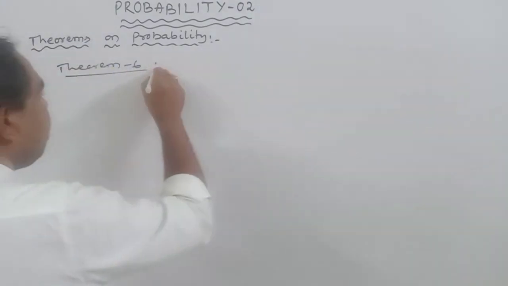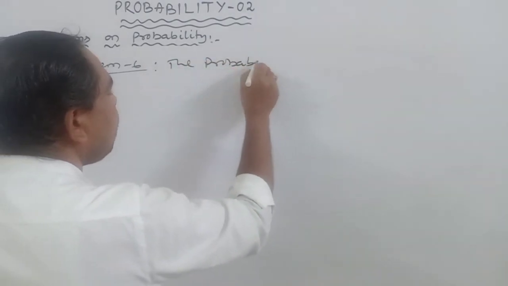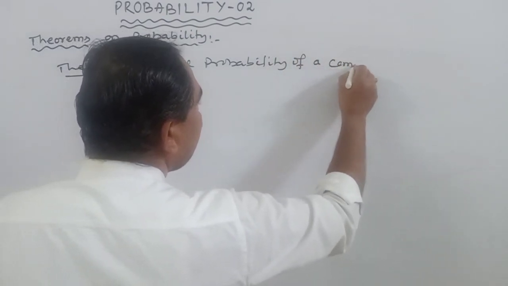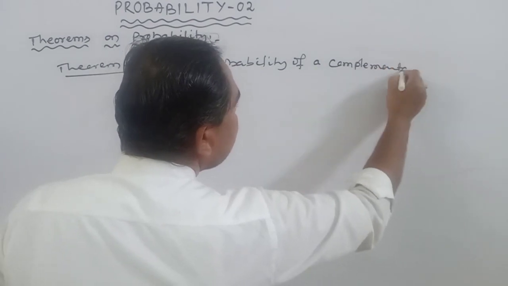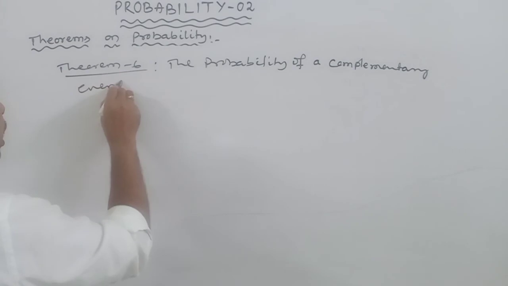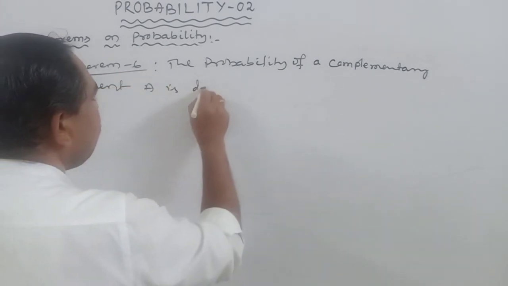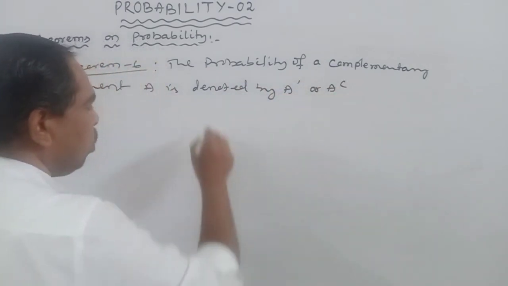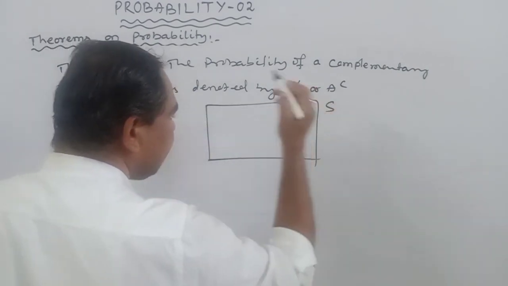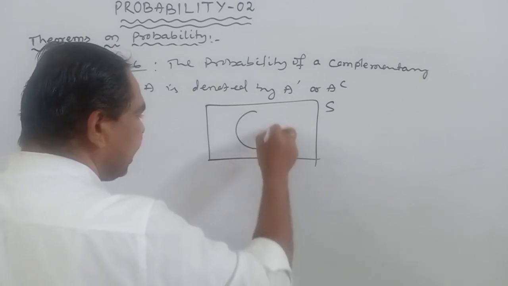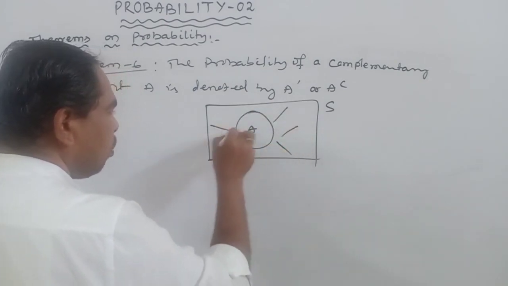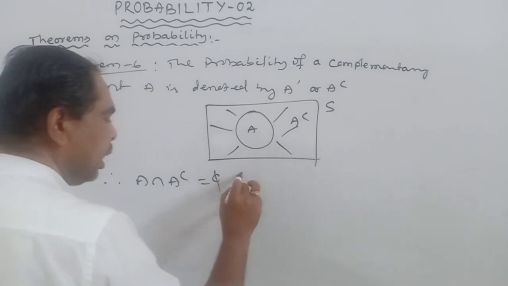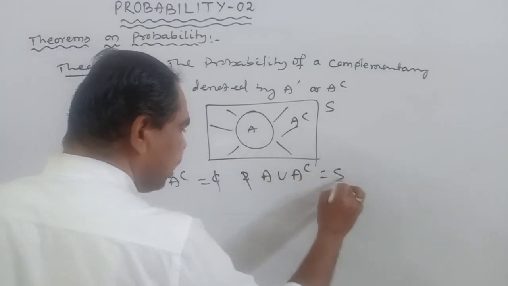The probability of a complementary event A is denoted by A dash or A complement. So this is sample space S, and this one is set A. The outside part is A complement. Therefore A intersection A complement is equal to phi and A union A complement is equal to S.